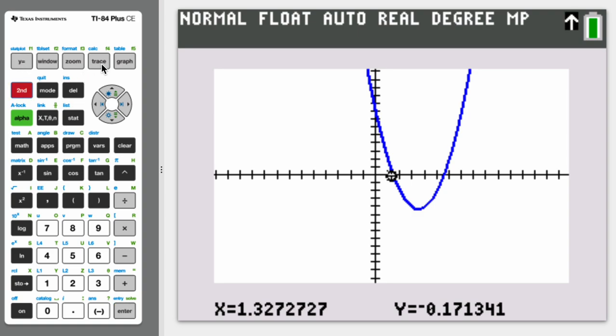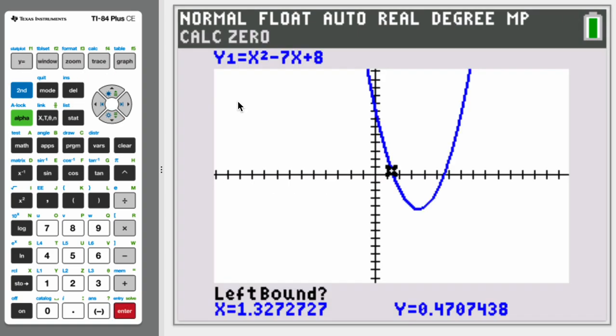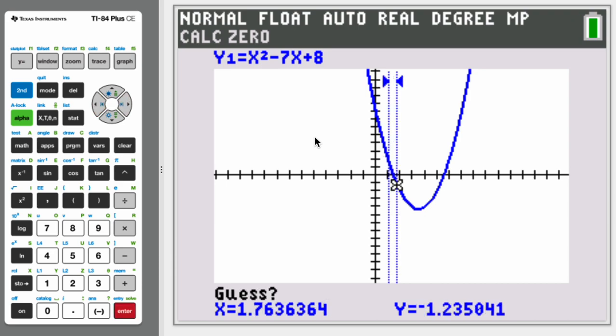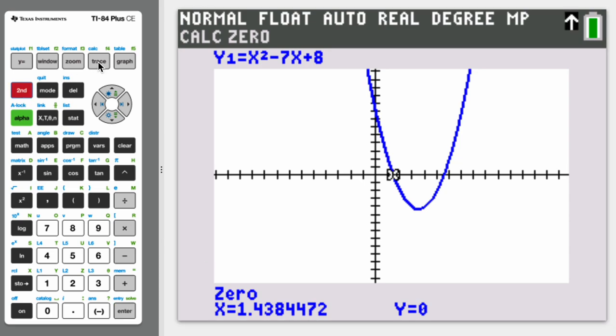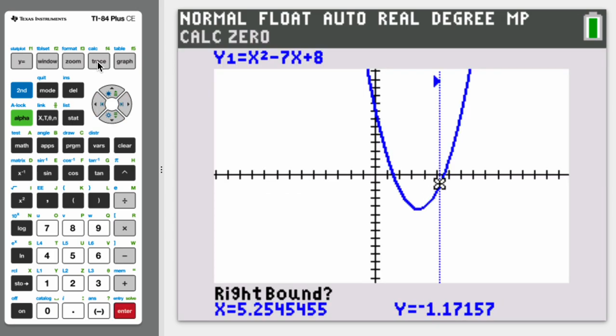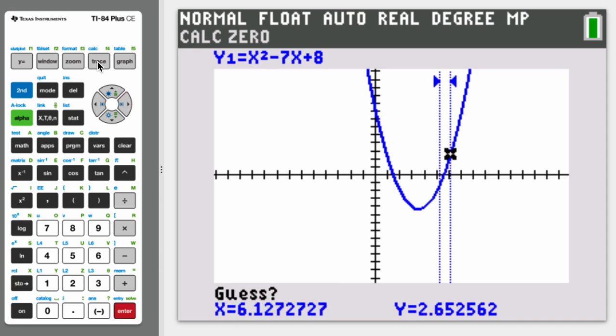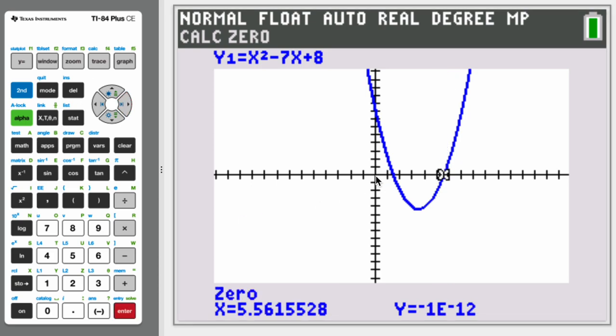And now I can find my zeros. So once to the left, once to the right, enter again, and you can see it's the same answer. It's 1.43. And then I could do the same to the other side, and either of these methods works. So you can either use the polynomial solve, or you can use finding where it crosses the x-axis. In both cases, all you're doing is solving the equation.